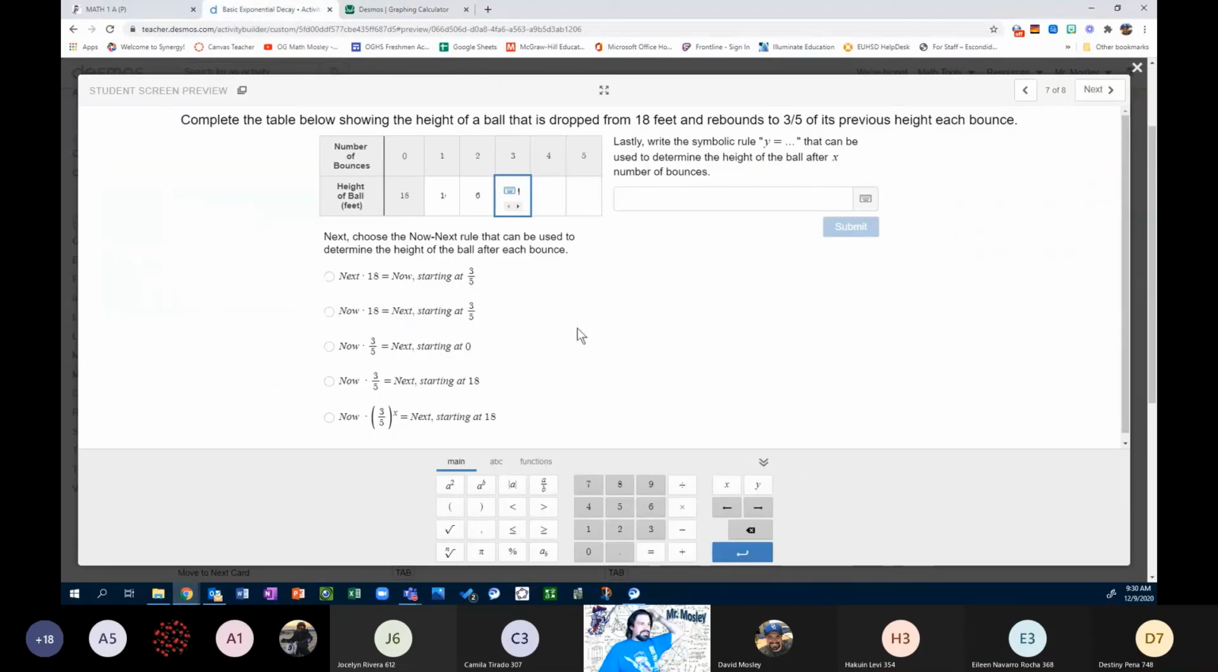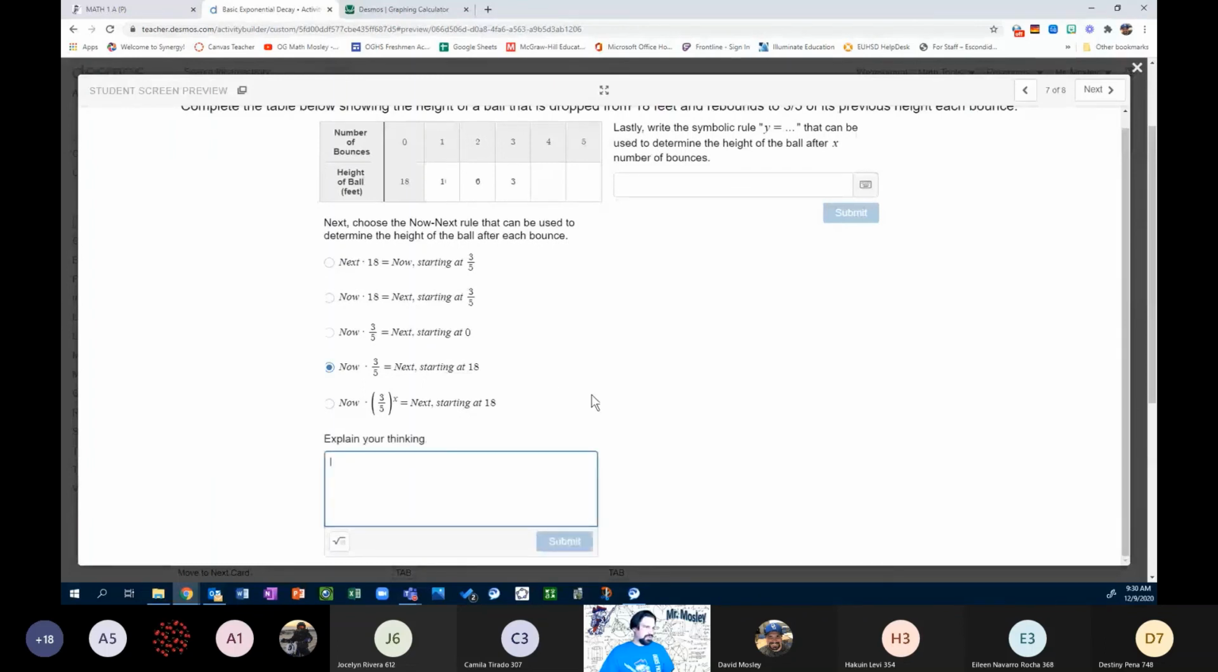Then the correct now next rule. The word now is always the one that's going to be multiplying by something. So the first rule doesn't work. We can't have next times. We don't know what next is. So the proper rule is the fourth option: now times 3/5 equals next, starting at 18. Our start value is 18, that goes here. The multiplier is 3/5, that's being multiplied by now. So this is our proper now next rule.